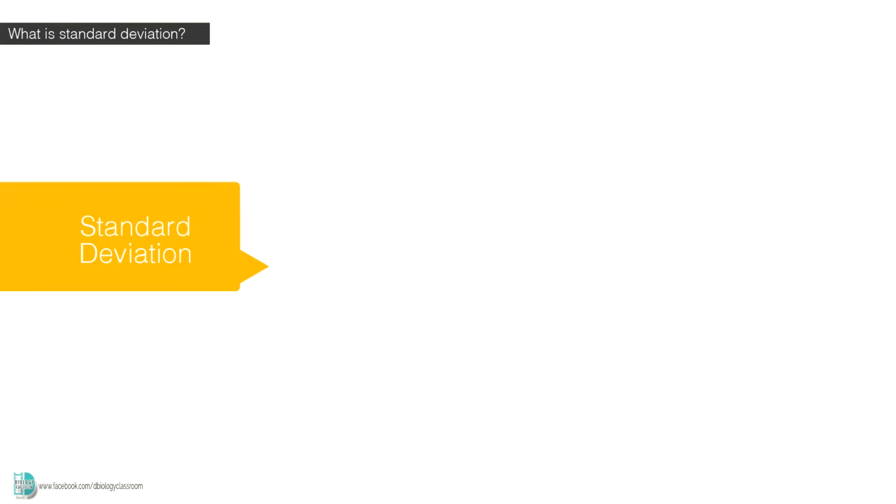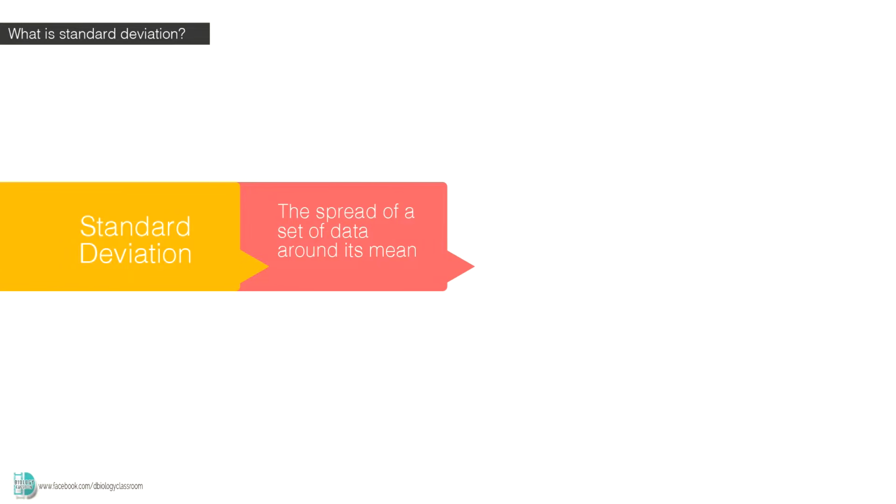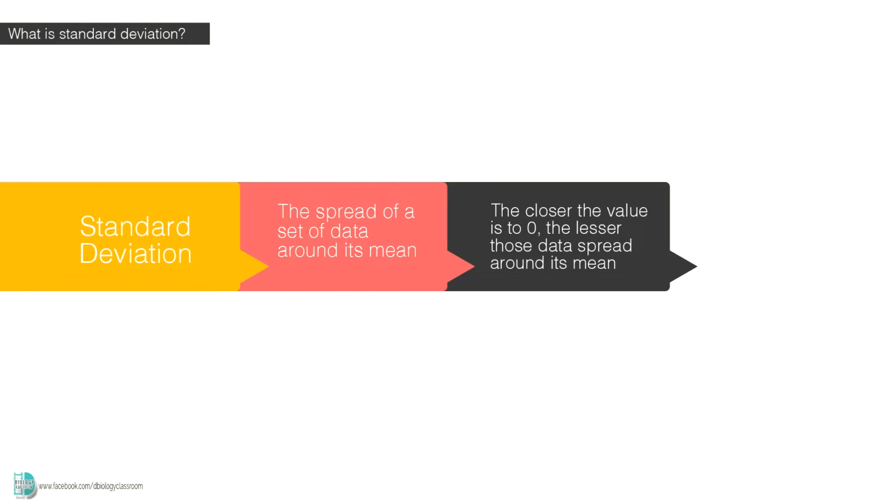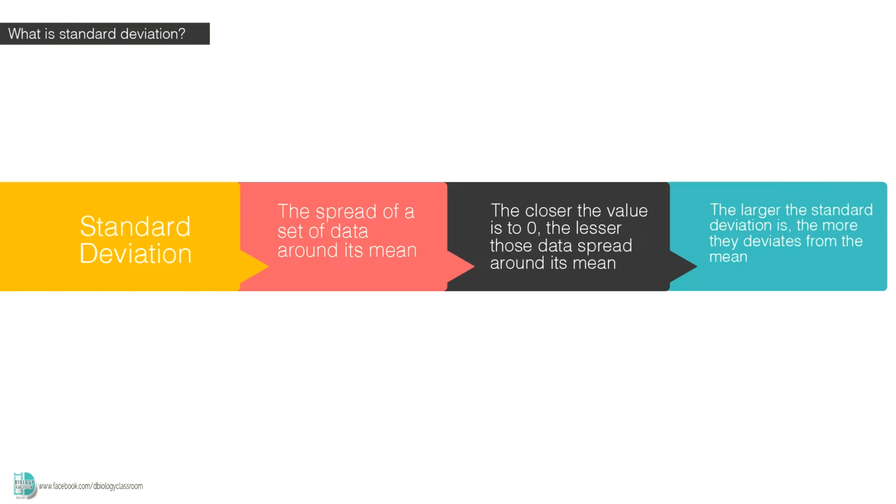In this video, I will explain what standard deviation is, how to calculate it, and how to use it to compare the means of two samples. Standard deviation indicates the spread of a set of data around its mean. The closer the value is to 0, the less the data spread around its mean. On the other hand, the larger the standard deviation, the more they deviate from the mean.